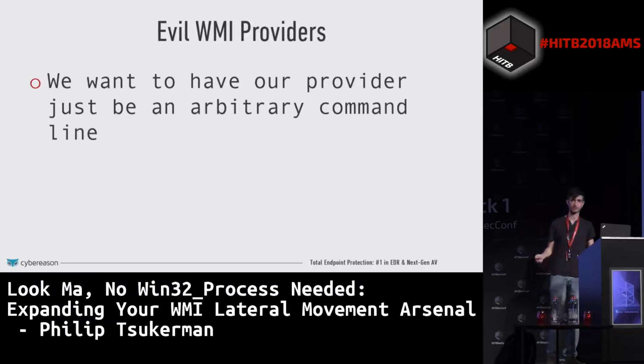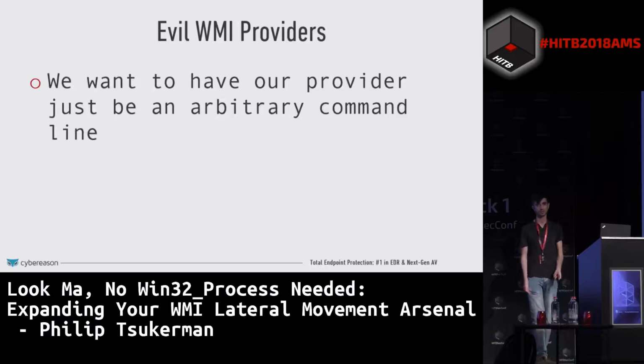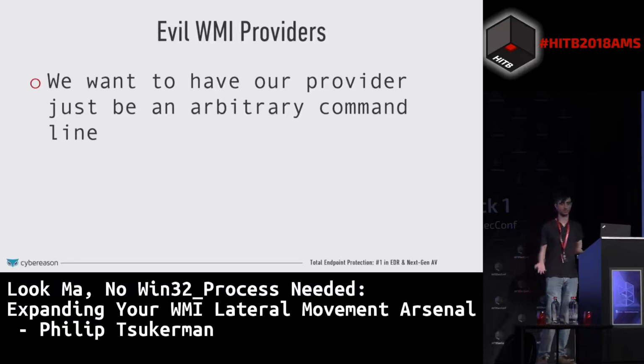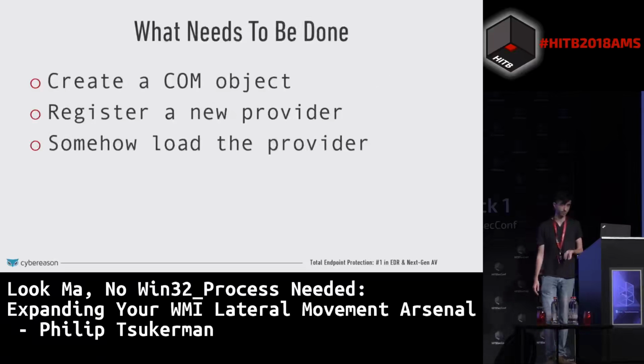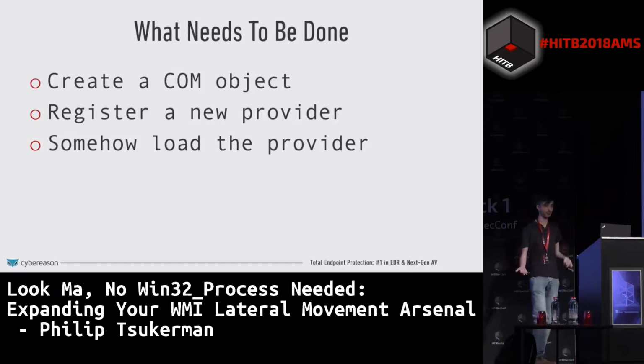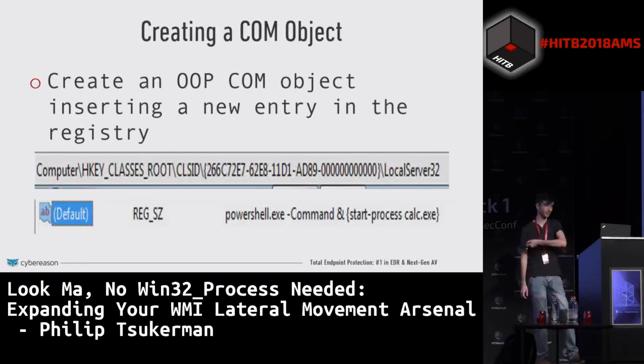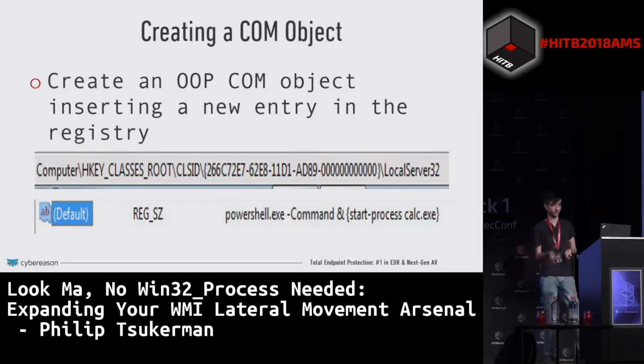So what if I could run something as a WMI provider, but it's just a command line, has no relation to WMI whatsoever, but it will be run as a WMI provider. To do so, what we need is to create our own COM object with a command line of our choosing. We need to register a new provider, and then we somehow need to get the remote machine to load this provider, so we actually have our code running. So let's begin with creating a COM object. COM objects are identified via a class ID, which is a GUID-like identifier.